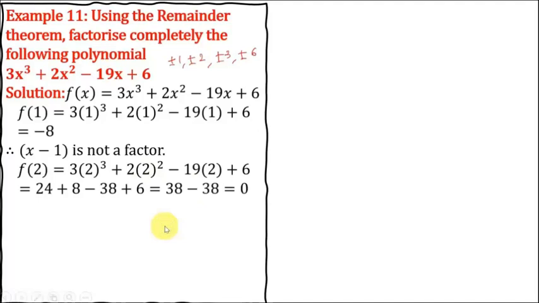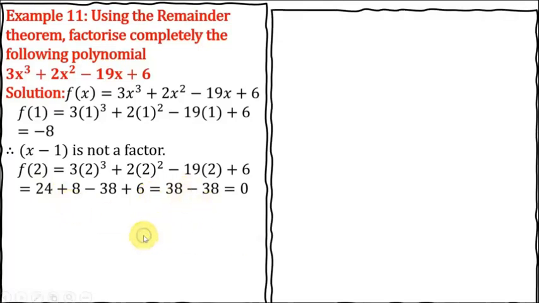Okay, and if we simplify this, 2 cube means what? 8 into 3, 24. 2 square is 4 into 2, 8. 19 into 2, minus 38 here, and plus 6. Okay, addition of this is 32 plus 6 is 38, minus 38, and that equals 0. And hence here x minus 2 is a factor of this polynomial. We'll write here x minus 2 is a factor of this polynomial.